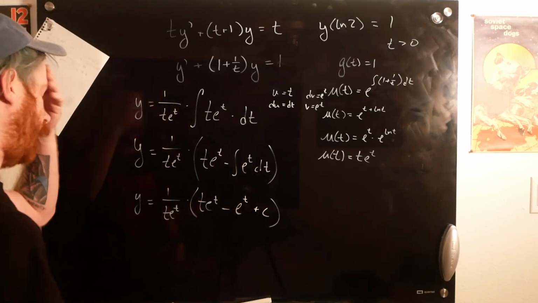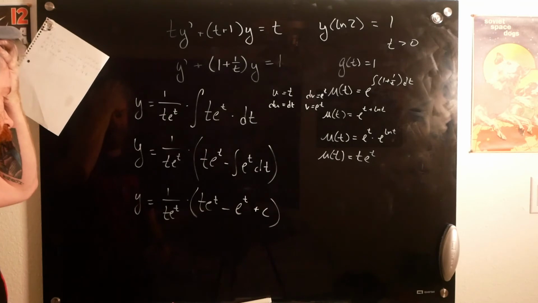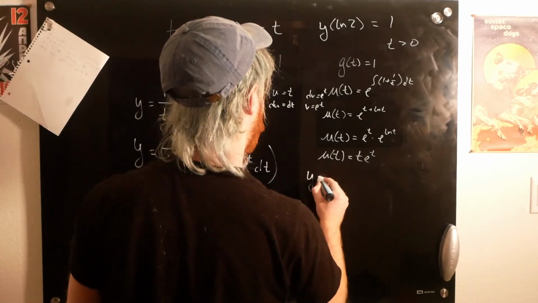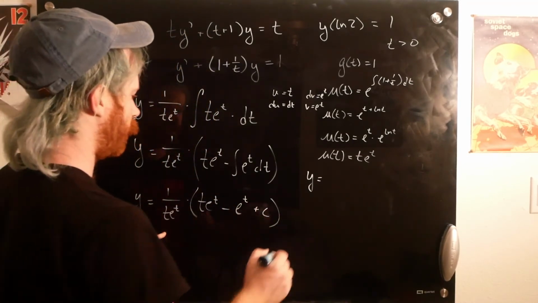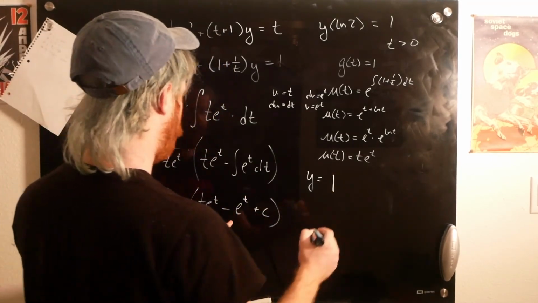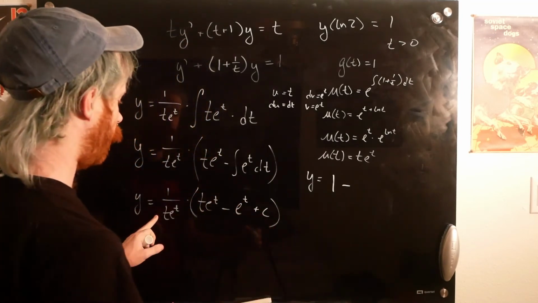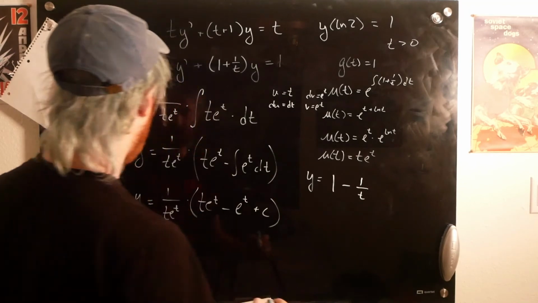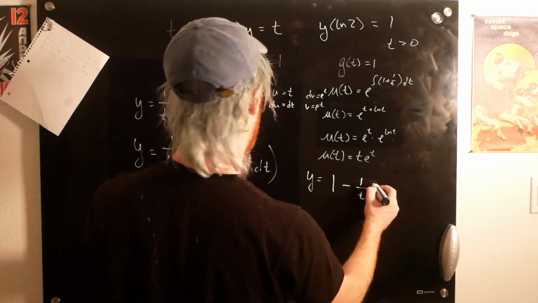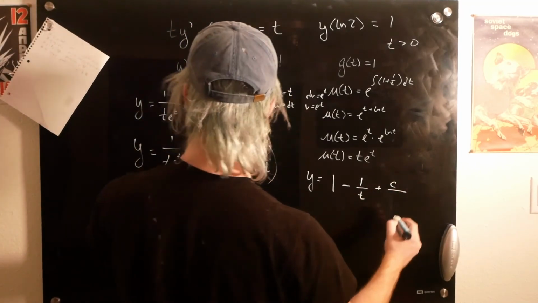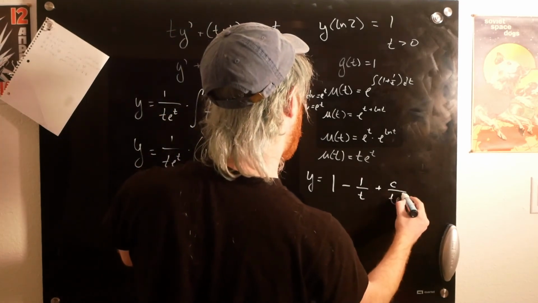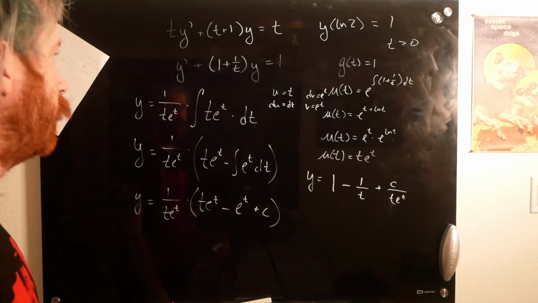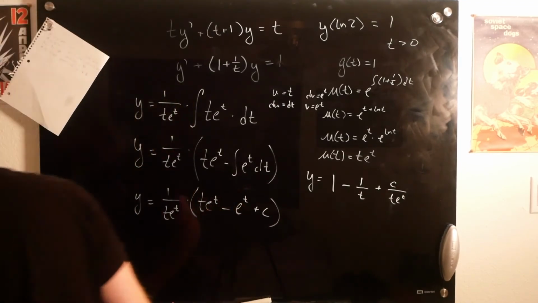So now we can multiply this 1 over t e to the t inside. So y equals, well, this is just going to turn into 1 minus, this is going to be 1 over t, because the e to the t's will cancel. And then this is going to be c over t e to the t.